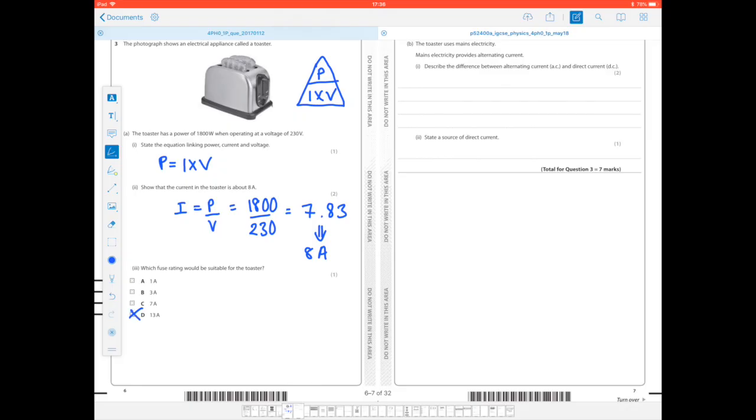B. The toaster uses mains electricity. Mains electricity provides alternating current. Describe the difference between alternating current and direct current. So learn these definitions off by heart. An alternating current is one where the current continuously changes direction, whereas a direct current is one where the current flows in one direction only.